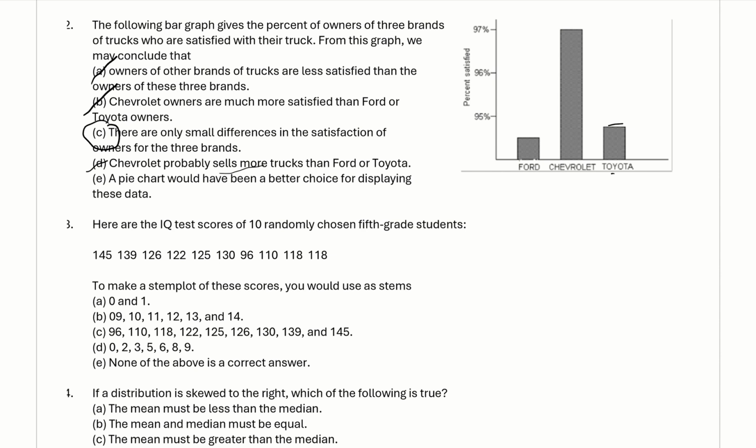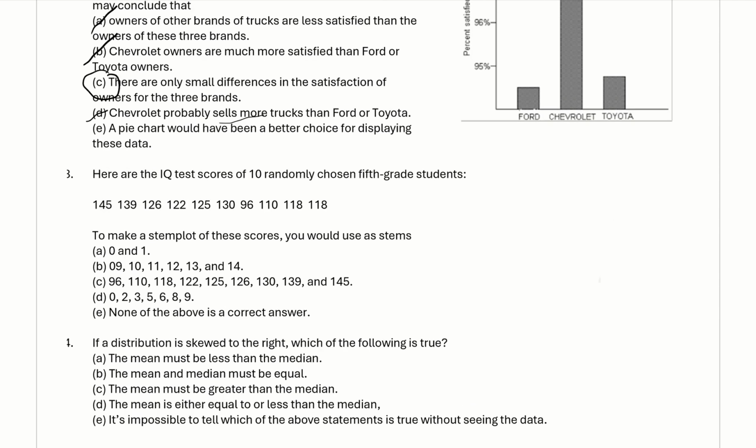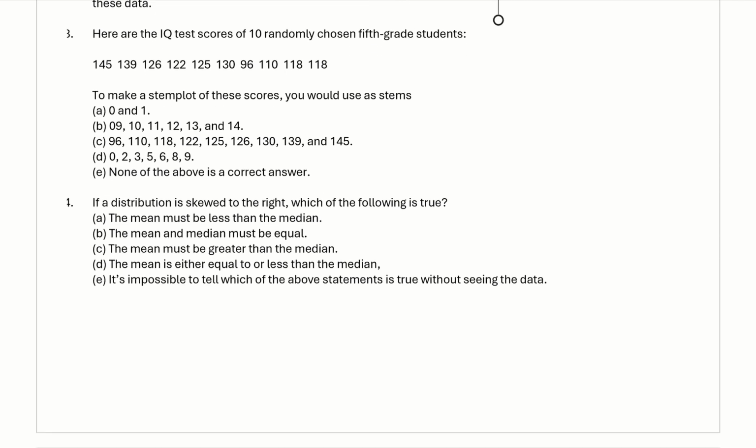A pie chart would have been a better choice for displaying this data. That is incorrect because if you look at the data, this is like 95, 96, 97. There's no way you can add up these percentages to get 100%, right? Because we're dealing with conditional relative frequencies, not regular relative frequencies, right? So no, we cannot do a pie chart. Would not have been a better choice.